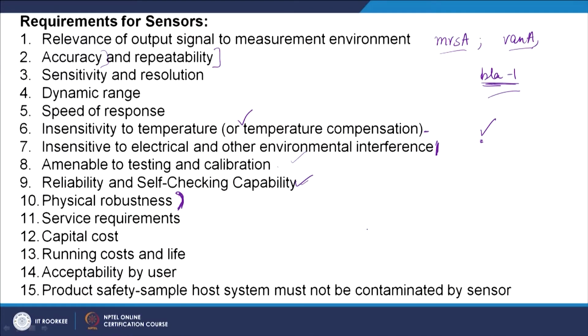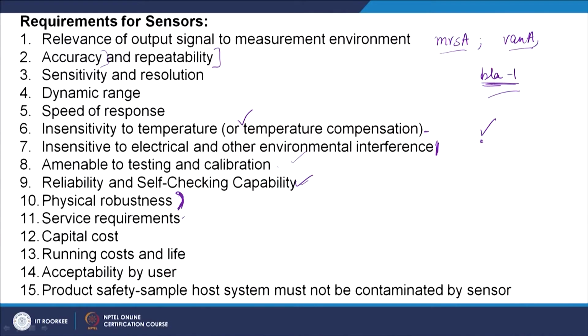Next is service requirements. Its service requirements should be minimal and the service should be very simple, because we notice that in many parts of our nation, many labs, many regions, many research facilities, servicing and annual maintenance is very challenging. Next, capital cost. Obviously, we don't want it to be very expensive, and running cost in life, we want it to have higher life and low running cost, and the acceptability by user. It should be something that people want to use.